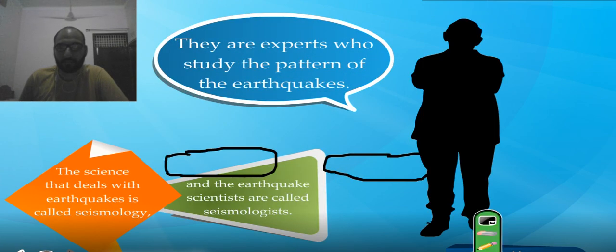And the scientist who researches seismology is called a seismologist. Make sure you write the correct spelling. There will be marks deducted for your spelling mistakes. If you make more than two spelling mistakes, there will be a deduction of marks. So seismology or seismologist, you should know the spelling of this too. They are experts who study the pattern of the earthquakes.